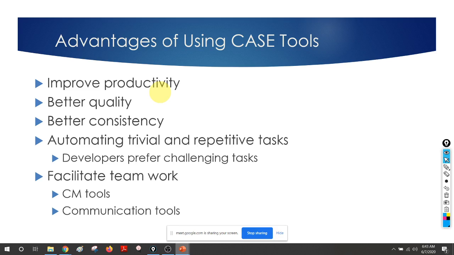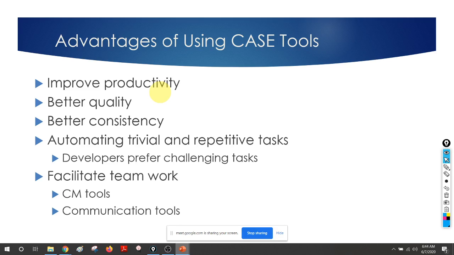So there are boring tasks and there are interesting tasks, right? Boring tasks mean something which is very trivial, something which is not challenging. Engineers don't like to do trivial tasks. They like to do interesting, challenging tasks. So trivial tasks can be automated using tools, right? Things like building, releasing. Those things we can do by using the tools.